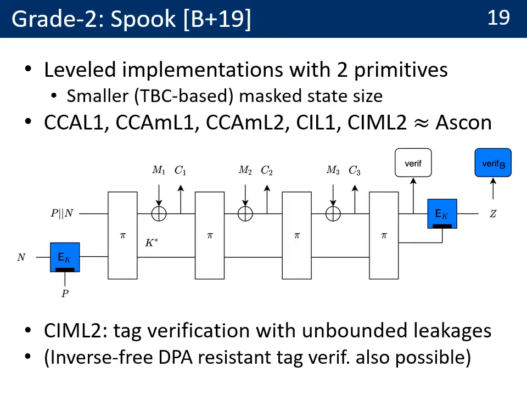As an alternative grade 2 design, we mentioned Spook. Spook is pushing the leveled implementations concept one step further by using two primitives, namely a tweakable block cipher and a permutation. The rationale is that the smaller state size of the TBC should make it easier to mask. For most of the analysis, Spook provides similar security guarantees as ASCON. The only difference is CIML2, where the fact that we have a TBC allows to perform a tag verification based on the inverse of the TBC, which is secure even with unbounded leakages.